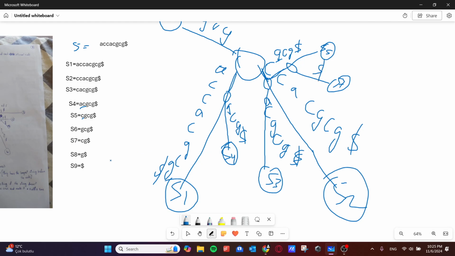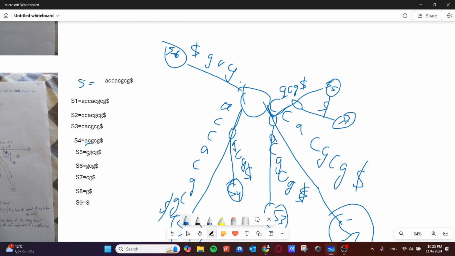CG dollar sign. I have GC now. Here I have G node. Oh, sorry, G or dollar sign. I'm calling the dollar sign S. Here I have S8, dollar sign, because as you can see, I have G here. If I put a node, then I will complete it to the dollar sign. Then I have dollar sign. This is S9, dollar sign.